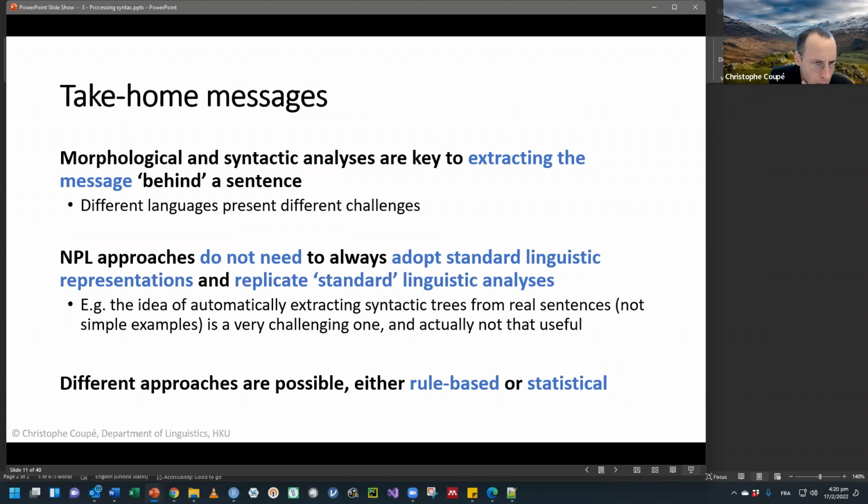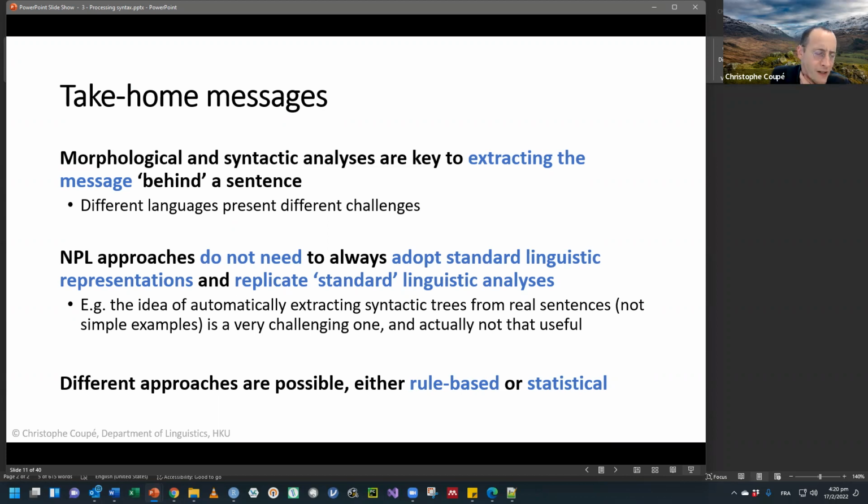What I want you to keep in mind, once again, key points: morphological and syntactic analyses are the keys to extract the meaning behind the sentence. And actually, different languages will have different challenges. Linguists have their own methods to deal with that, but their methods are kind of difficult to use in NLP.